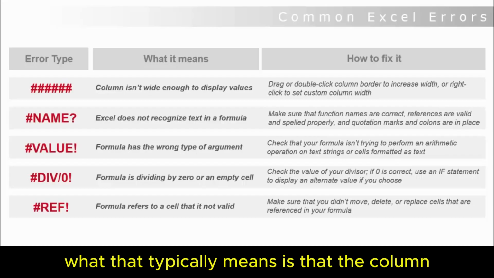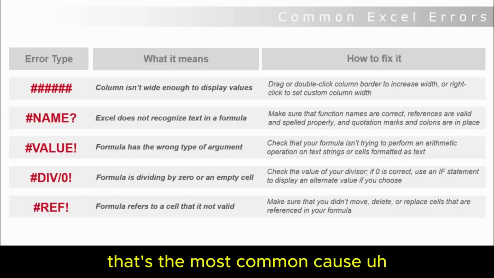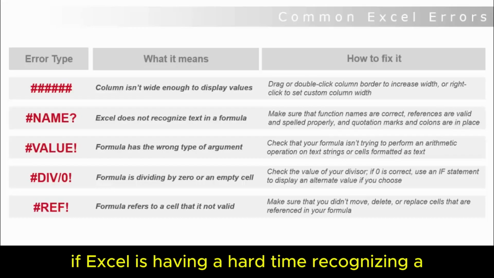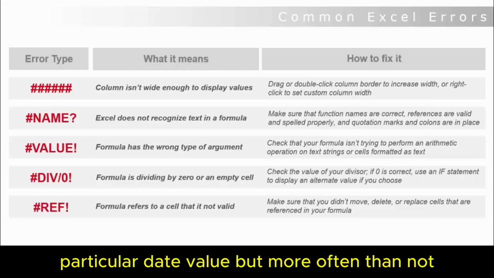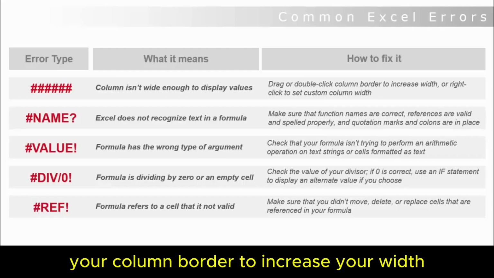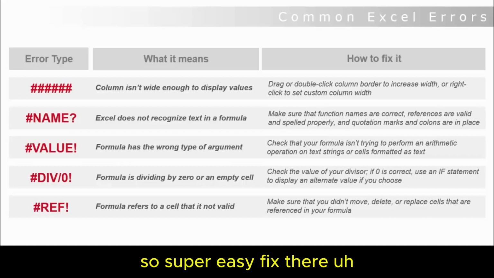The first is just a series of hash marks or pound signs. What that typically means is that the column just isn't wide enough to display your values. That's the most common cause. In some cases, you might get this value if Excel is having a hard time recognizing that particular date value, but more often than not, the easiest fix is just to drag or double-click your column border to increase your width, or right-click to set up a custom column width. So super easy fix there.